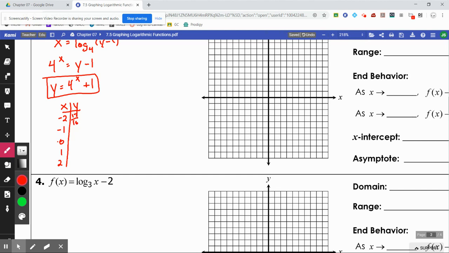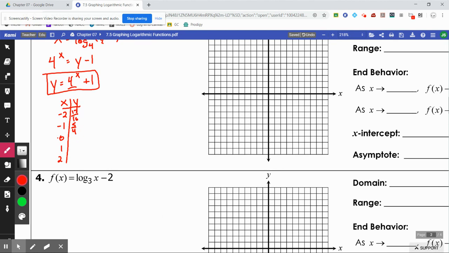Plug in -1, bring it to the bottom, that's 1/4 plus 1, that'd be 5/4 after you find a common denominator. Now these are easier to plug in. 4 to the 0 is 1 plus 1 is 2. 4 to the first is 4 plus 1 is 5. 4 to the second is 16 plus 1 is 17.